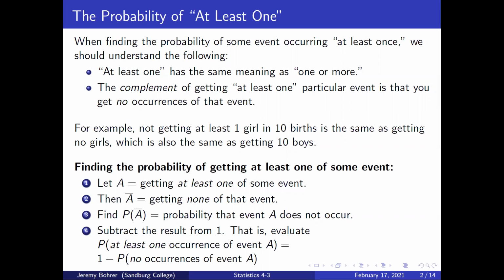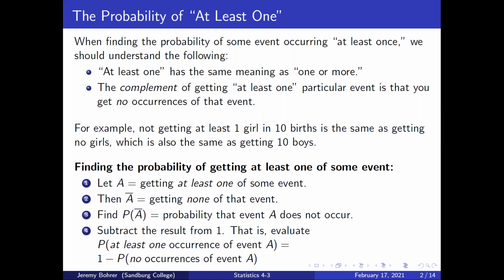And the complement of getting at least one particular event is that you get no occurrences of that event. For example, not getting at least one girl in 10 births is the same as getting no girls, which is also the same as getting 10 boys. Finding the probability of getting at least one event of some particular event.